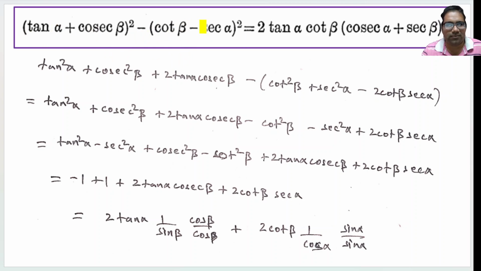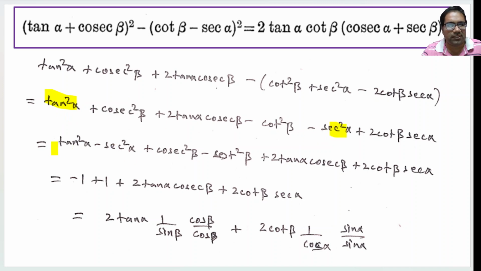Let's try doing that. Let's expand this. This becomes a plus b whole square: tan square alpha plus cosecant square beta plus 2 tan alpha cosecant beta. Similarly, this becomes minus, a minus b whole square: cot square beta plus secant square alpha minus 2 cot beta secant alpha. Let us open this bracket. Then this becomes minus cot square beta minus secant square alpha plus 2 cot beta secant alpha.